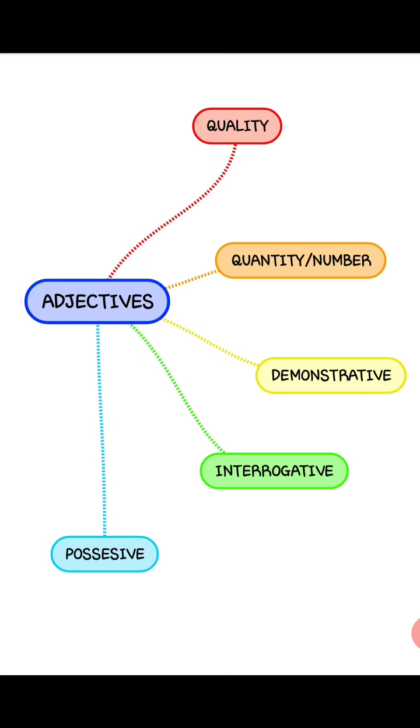In the coming videos, we will be learning about different kinds of adjectives like adjectives of quality, adjectives of quantity, adjectives of number, demonstrative adjectives, interrogative adjectives, and possessive adjectives.